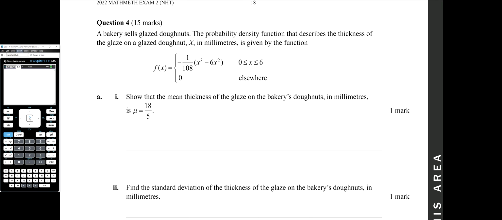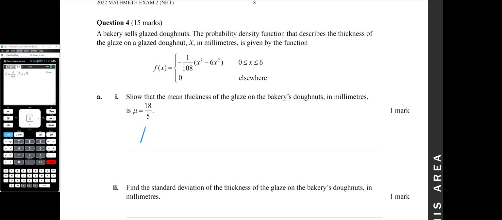So, a bakery sells glazed donuts. The probability density function that describes the thickness of the glaze on a glazed donut is given by the function that. Okay, let's just go ahead and define that. So, f of x is defined as, and because there's only one non-zero section of the function, we just need to define that one, just to make it easy for ourselves, rather than going for the whole hybrid function. Negative 108, and then x cubed minus 6x squared. Done.